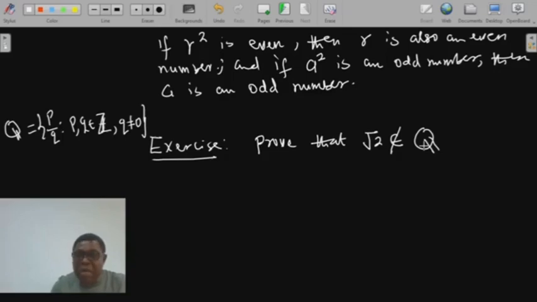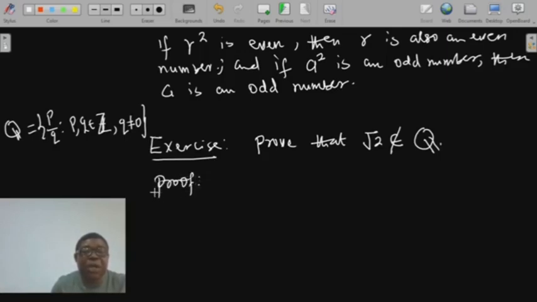Now, if we are able to show that root 2 is not a rational number, and we eventually get that root 2 is a real number, it means that the set of rational numbers is a proper subset of the set of real numbers, meaning that the set of real numbers contains more points than the set of rational numbers. So let us try to see if we can justify this.